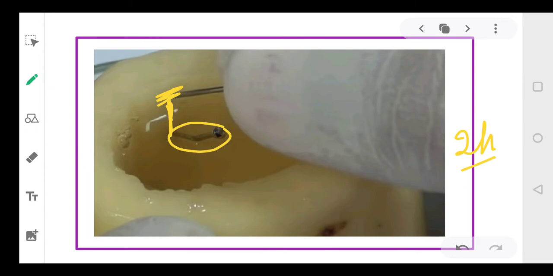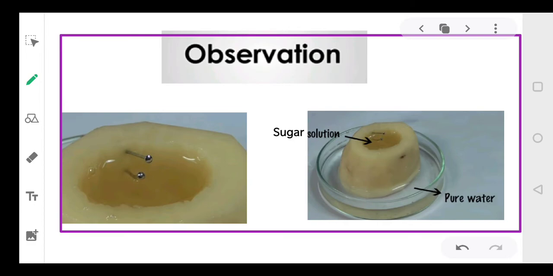Because I told you what it is. Osmosis, the movement of water. So some amount of water has come into the potato as well, isn't it? The water that was outside in the petri dish has moved through the membrane into the sugar solution. Okay, dear students. So the first observation is that the level of sugar solution rises in the potato, right?